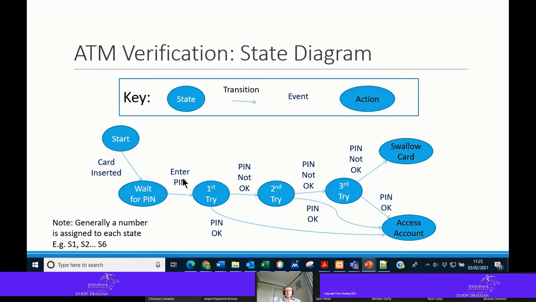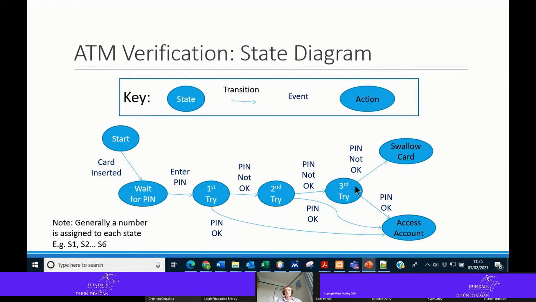You then enter a PIN and you get the first try. So that's the state. If the PIN's okay, it goes to the access account. If the PIN's not okay, it goes to the second try. Then the second try could well say, sorry, incorrect PIN number, you have 1 try left, or something like that. If the PIN is okay that time, it goes to access account.